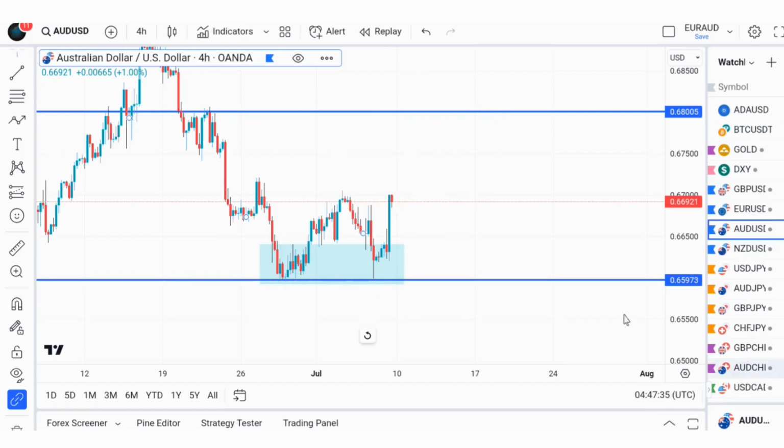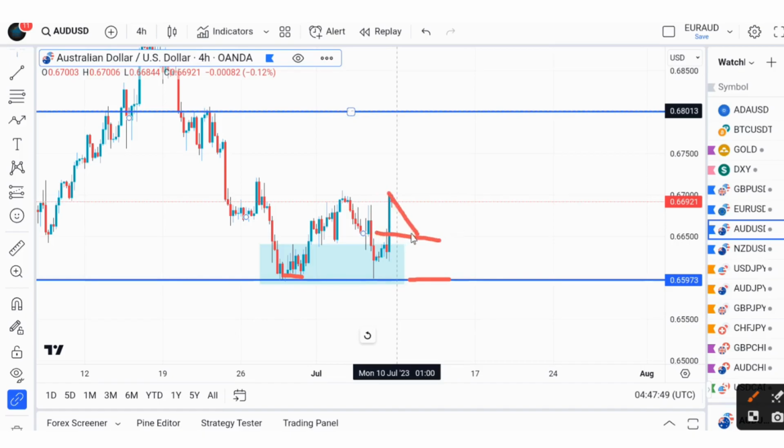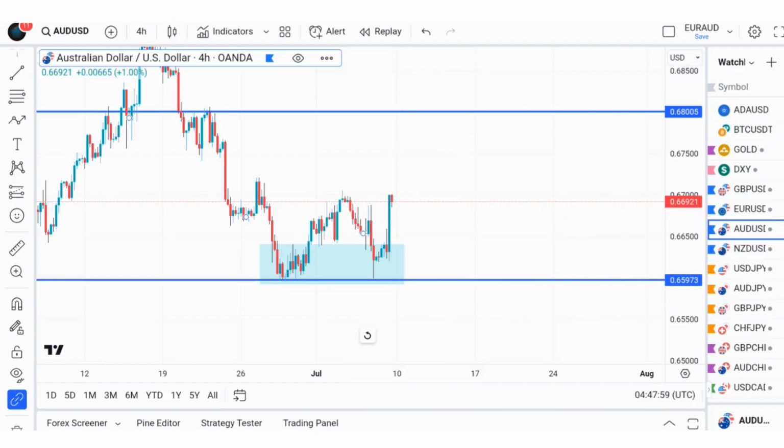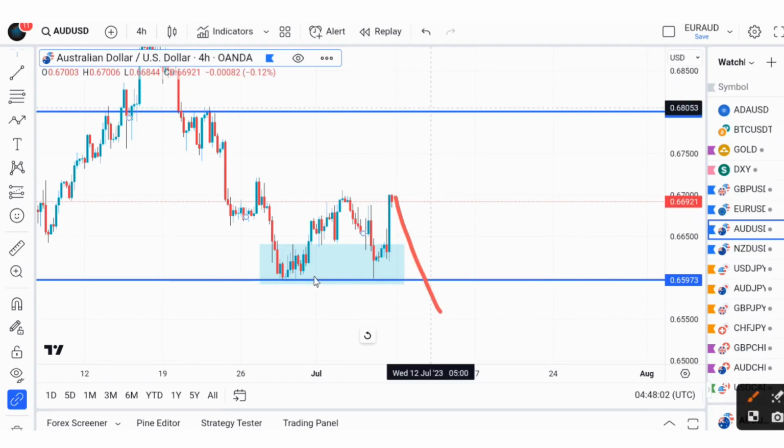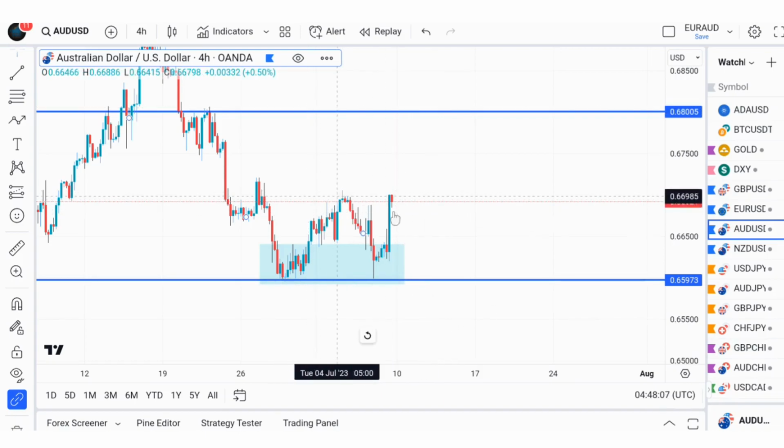So any retracement you see here, which is still above this level of 0.65973, is an opportunity for you to look for a rejection, and then a move to 0.6803. The buy will be invalidated if we actually see a volatile move that breaks this particular support level. So I'm looking to buy this particular pair.